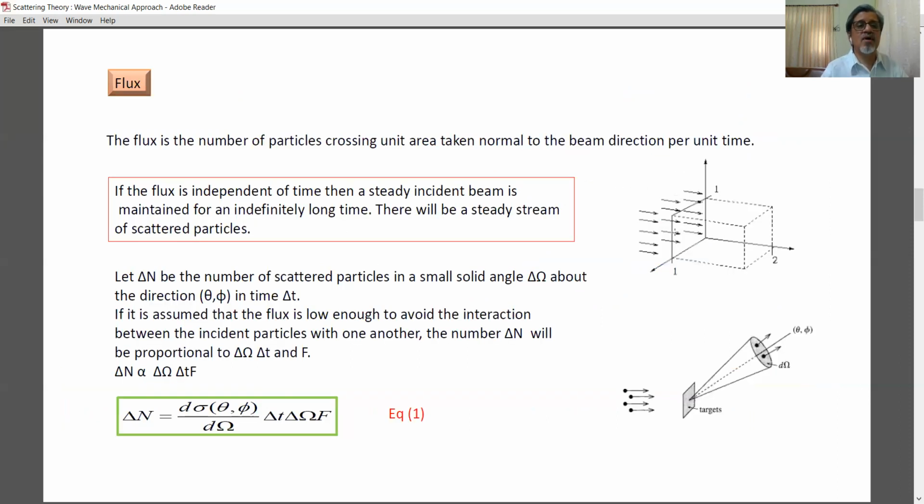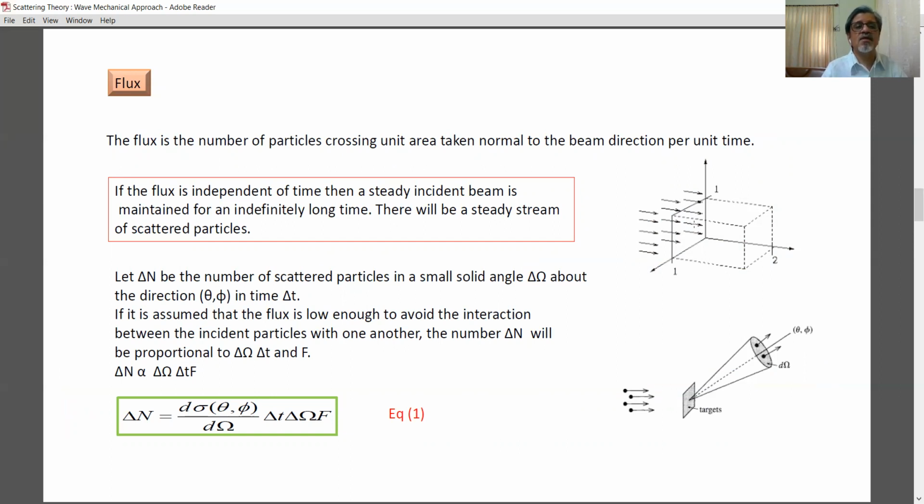Now, we come to another important part that is known as the flux. Flux is the number of particles crossing unit area taken normal to the beam direction per unit time. So this is the unit area, number of particles crossing that unit surface area in unit time. That is shown by a parallel line. These are the number of particles crossing the unit surface area.